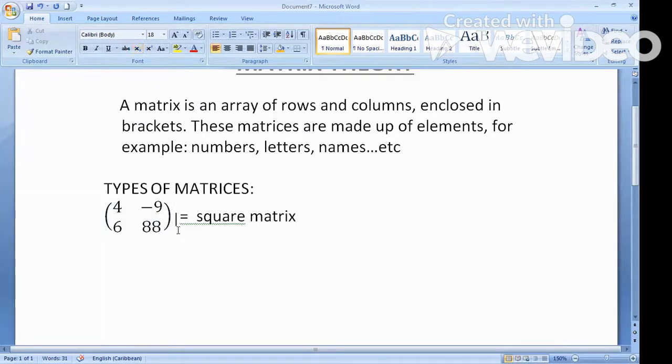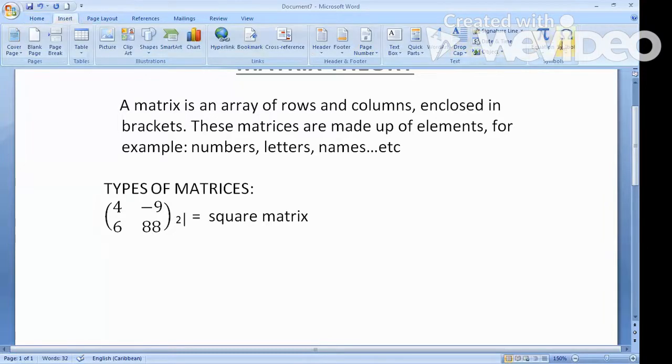All right, so this is what we call a 2 by 2 matrix.